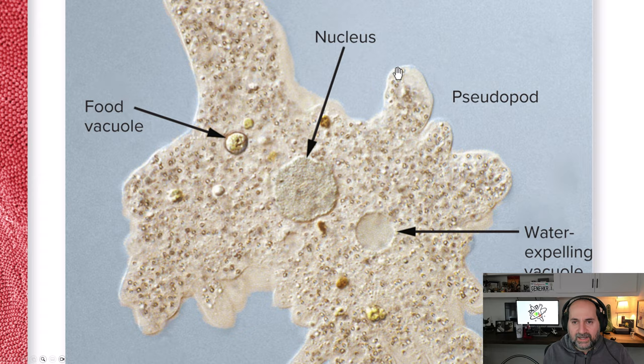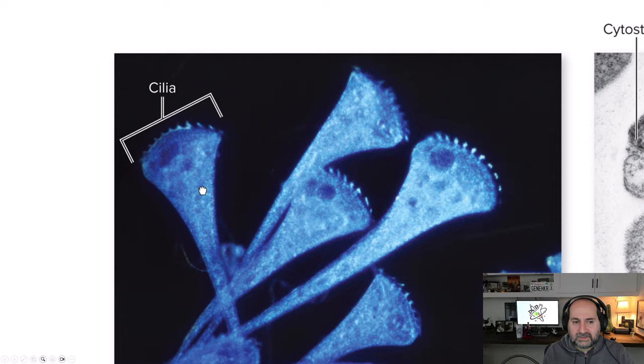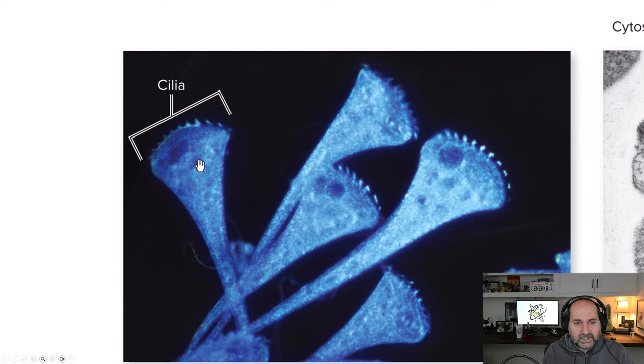Below, you can see cilia. Here, there are some cilia. These are called stentors. And these are a type of protozoa that can move its little cilia to filter feed, to push debris and food into this primitive mouth structure, to feed.